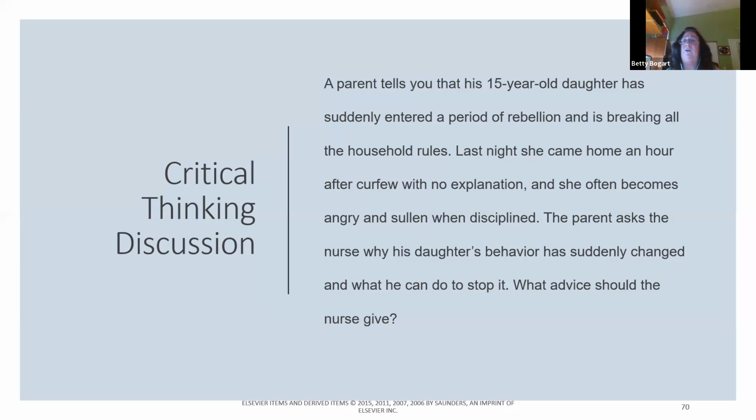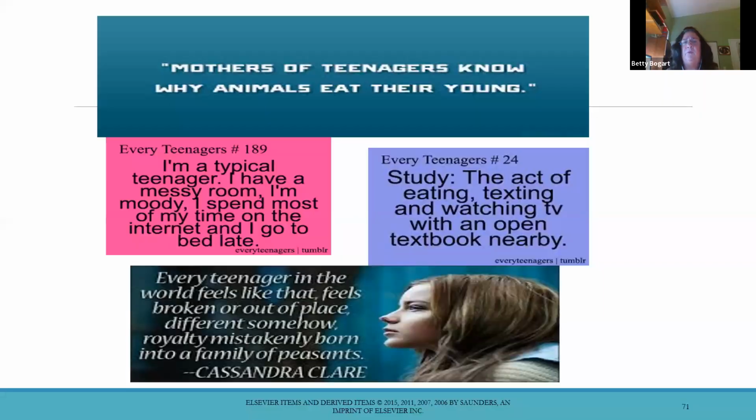So a parent tells you his 15-year-old daughter has suddenly entered a period of rebellion and is breaking all the household rules. Last night she came home an hour after curfew, no explanation, and she often becomes angry and sullen when disciplined. The parent asks the nurse why his daughter's behavior has suddenly changed and what he can do to stop it. What advice could you give? What could that be from? Her friends, drug use, right? Depression, all of these things. And it's something that this child needs to sit down with the parents, and maybe some counseling would be needed in order to help them. I mean, this is a typical 15-year-old, what they do, and they're going to try to break those rules.